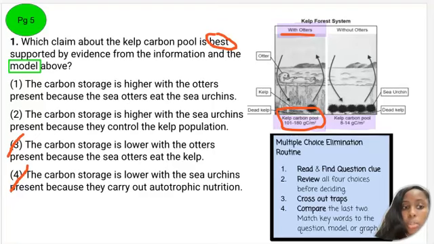This one says carbon storage is higher with the sea urchins present because they control the kelp population. This one is backwards, cause and effect. When there are many sea urchins, kelp is destroyed. So carbon will actually decrease in this case, not increase. So we're crossing that one out and we're choosing number 1 as our final answer.